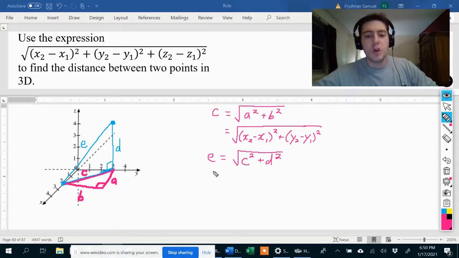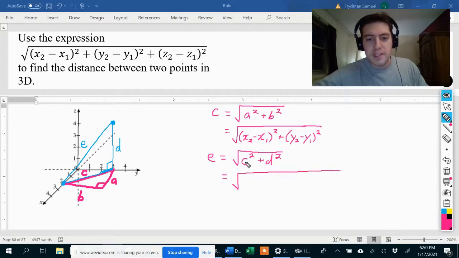Okay, but wait a minute. We know what C is. Well, we didn't actually calculate the number, but we have a formula for it right over here. C is equal to the square root of x2 minus x1 squared, and so on. So we can plug that in for our value of C in this equation. That would give us that E is equal to the square root of C squared. Well, C is the square root of all this. So we have a square root inside of a square root, which I know looks pretty weird. So I'm just copying this whole thing for what C is.